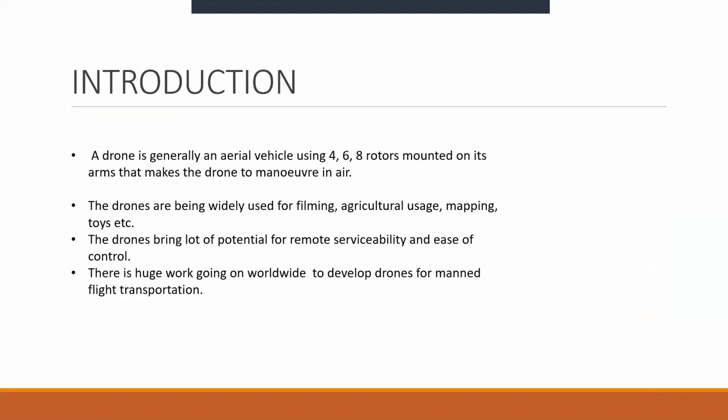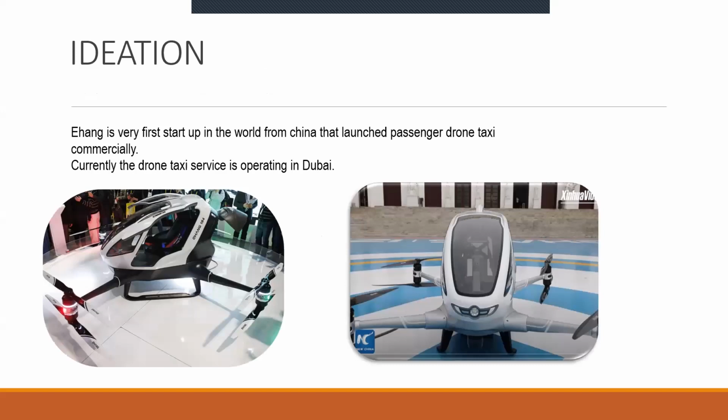Drones are generally an aerial vehicle which contains 4, 6, or 8 rotors mounted on its arms. It is used in filming, agriculture, and mapping. But the drone also possesses potential that we are still exploring. One of that is the drone taxi for commercial passenger transportation.